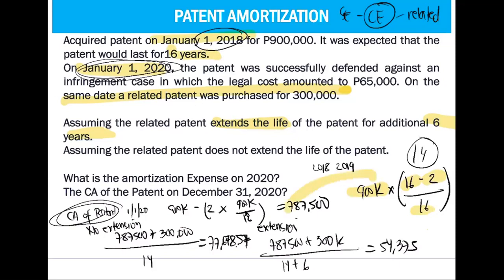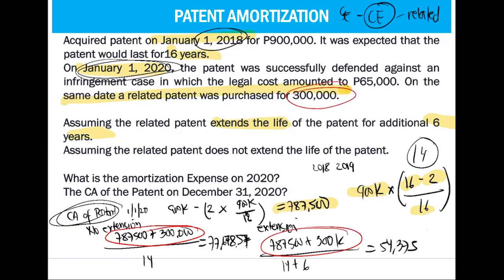So our carrying amount will be 787,500. So after getting your carrying amount, what we do is we add the cost of your related patent. So the cost of the related patent is equal to 300,000 pesos. That's why we add to your 787,500 the 300,000 pesos.